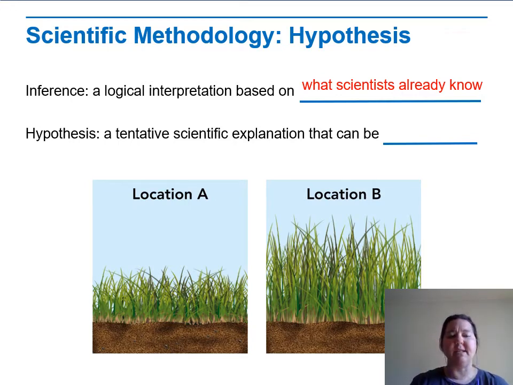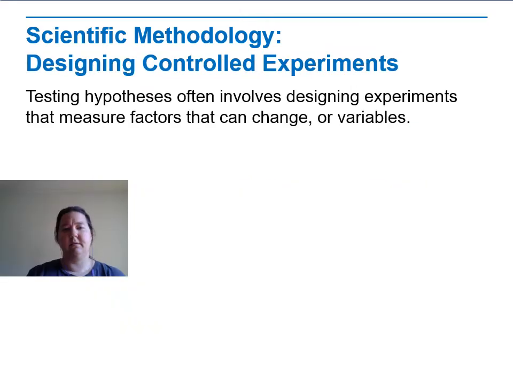A hypothesis is a tentative scientific explanation that can be tested. That's the important part about a hypothesis. It can be tested. Some hypotheses will be tested via more observations or analysis. Some may be tested by actually running experiments. It all depends, but the hypothesis has to be able to be tested.